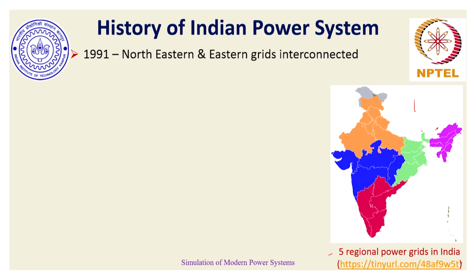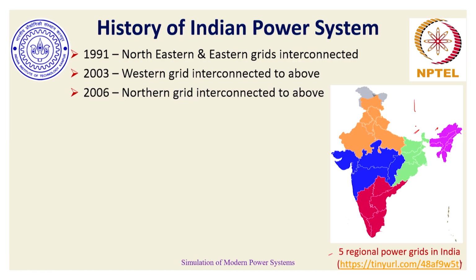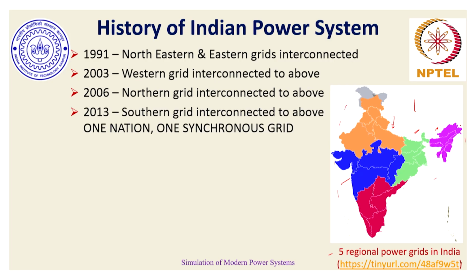In 1991, the northeastern grid and the eastern grid got interconnected, then in 2003 the western grid also got connected, and in 2006 the northern grid also got connected. Till this point in 2006, the entire Indian power network was operating in synchrony, except the southern grid, which after a lot of effort, planning, operation and brainstorming, finally in 2013 joined, and our country became one single national grid with one single national frequency. Since the frequency is the same, we call that grid a synchronous grid, or one nation grid.